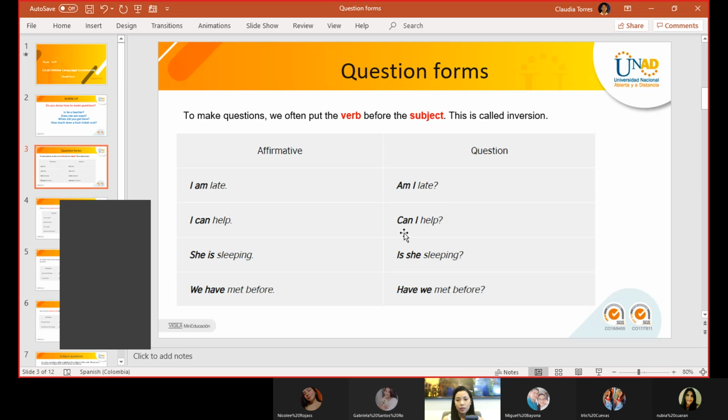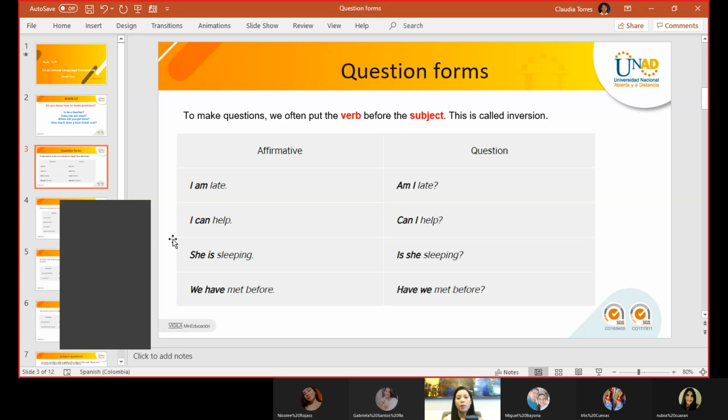Now, in the second example, instead of the verb to be, we have the modal verb can, right? And here we use exactly the same inversion process. So, instead of the subject at the beginning and the verb after, we change the order, right? So, instead of I can help, can I help?